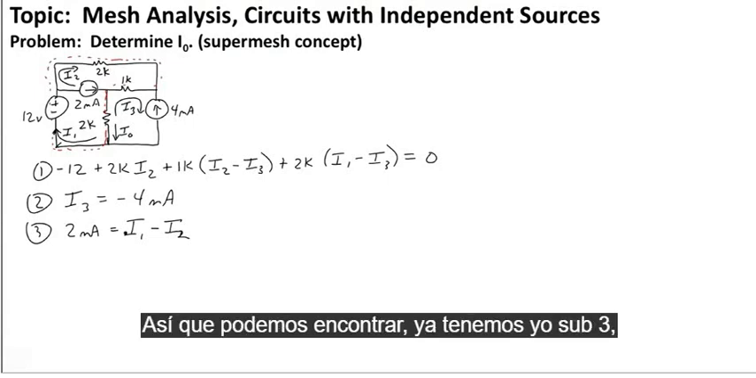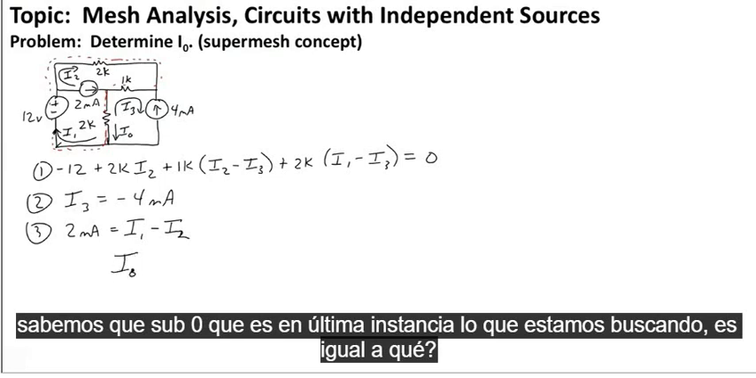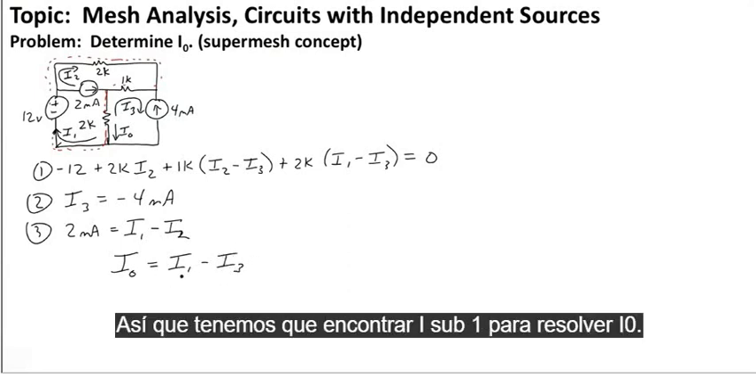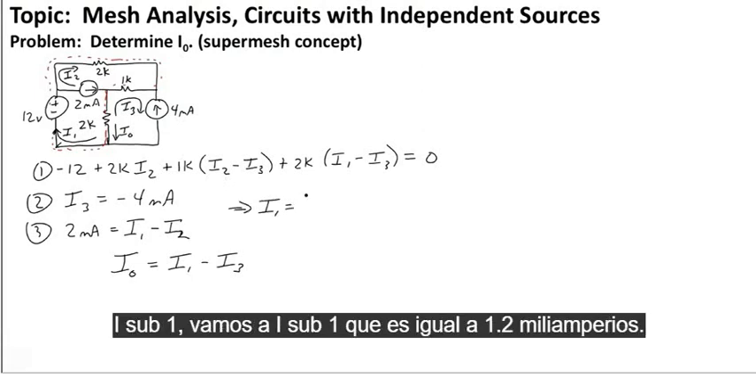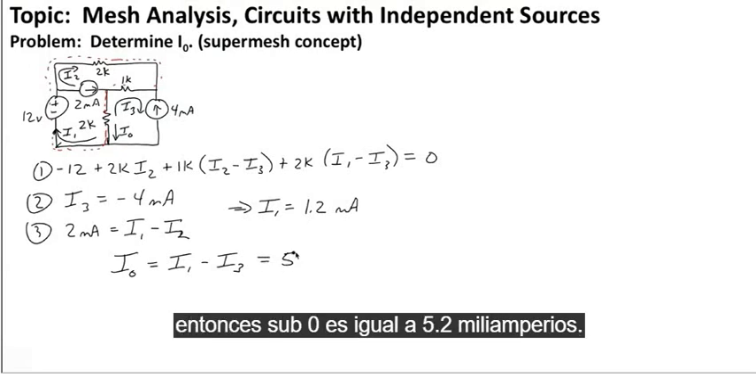We already have I sub 3. We know I sub 0, which is ultimately what we're looking for, is equal to I sub 1 minus I sub 3. So we need to find I sub 1 in order to solve for I sub 0. If we solve these three independent equations for I sub 1, we get an I sub 1 equal to 1.2 milliamps. And if I sub 1 is equal to 1.2 milliamps, then I sub 0 is equal to 5.2 milliamps.